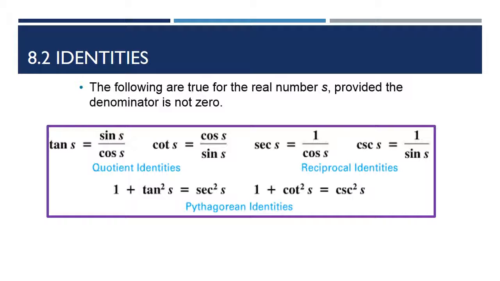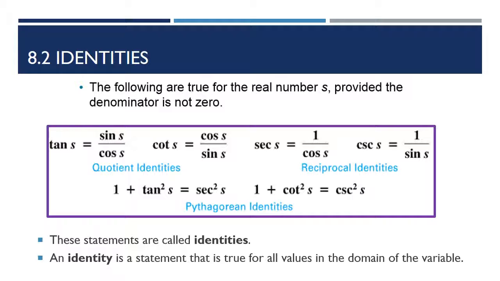And then we have Pythagorean identities. Now, this is actually leaving one out. We've already seen that sine squared plus cosine squared equals 1. And if you use the identities above with that, you get these other two Pythagorean identities: 1 plus tangent squared of s equals secant squared of s, and 1 plus cotangent squared of s equals cosecant squared of s. The reason they're called identities is that they are true no matter what s is, and that's what an identity is.